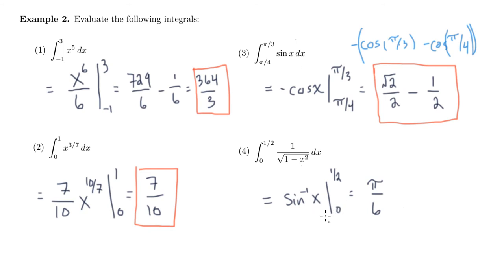And then when is sine 0? Well, that's at 0. So this is minus 0, or in other words, the definite integral is just pi over 6. Okay? So again, just appreciate how amazing it is that we can compute these areas just by knowing antiderivatives of the function we're trying to find the area underneath.